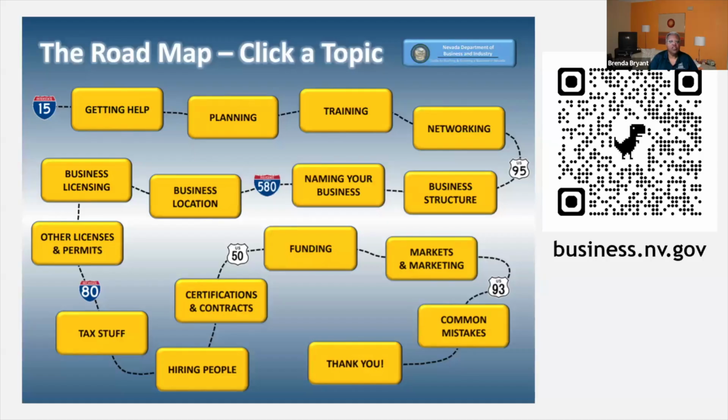So before we get started, I want you to take a quick look at what we call the roadmap. This is something that is put together by the Department of Business and Industry here in the state of Nevada. And it's a roadmap of once you have decided, or you're just trying to decide about whether you want to start a business, what are the various things that you need to do. It is packed with resources.